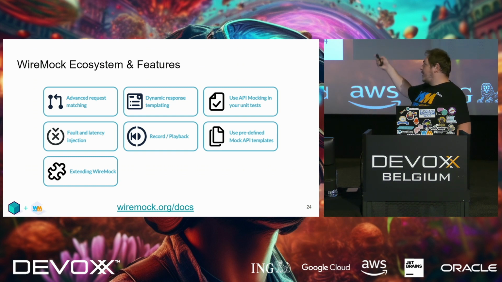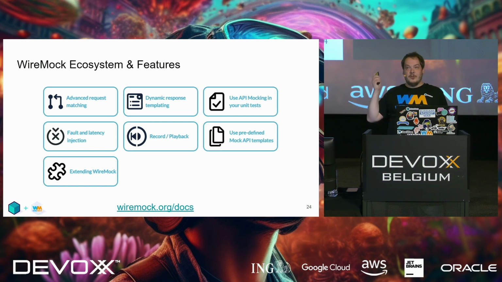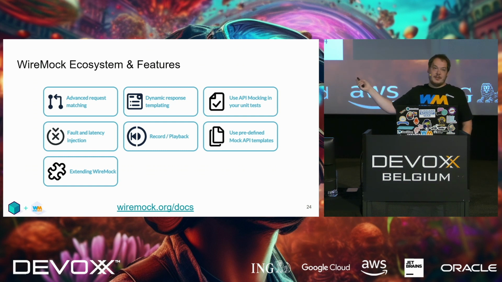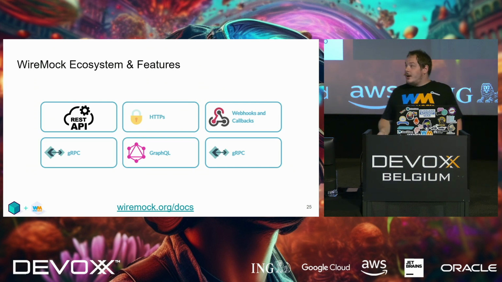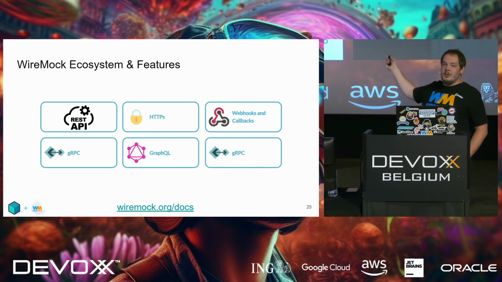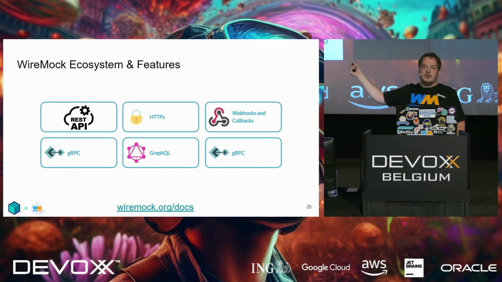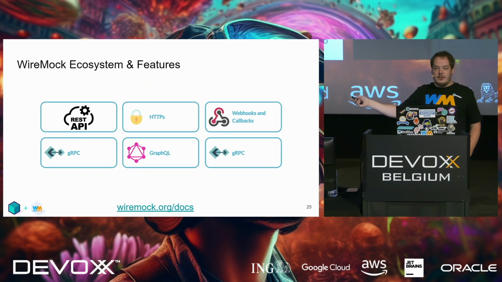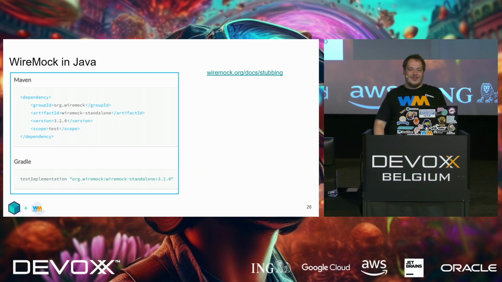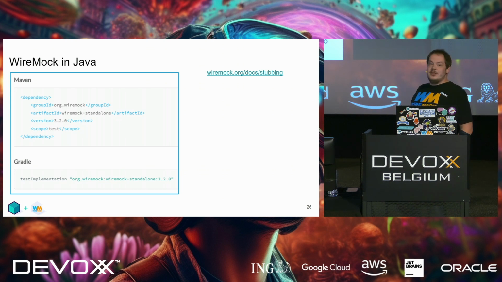And there is a lot of additional features. So this is what a modern API mocked service means. It's not just request and response. In the case of WireMock, we actually support multiple protocols. So many of you use it for REST API, I guess, or for HTTPS. We can also support webhooks, gRPC, GraphQL, well, gRPC too, that happens. And yeah, the usage is quite simple.